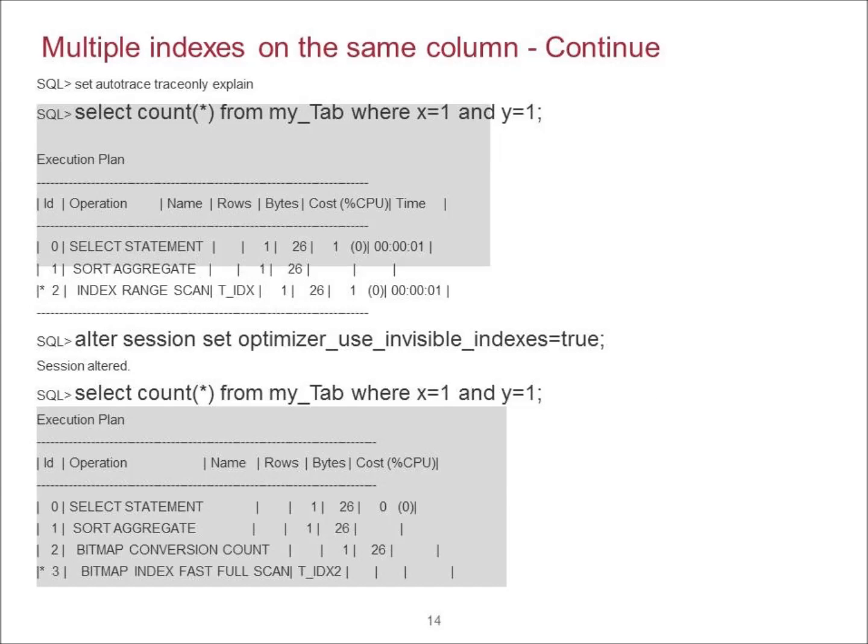Let's take a look at how the optimizer uses the index. I'm just setting autotrace on and showing you the explain plan. If I do select count from my table where x equals 1 and y equals 1, and you look at the execution plan, it's using the original B-tree index. However, if I set this optimizer_use_invisible_indexes parameter, then the Oracle optimizer will use the invisible index.